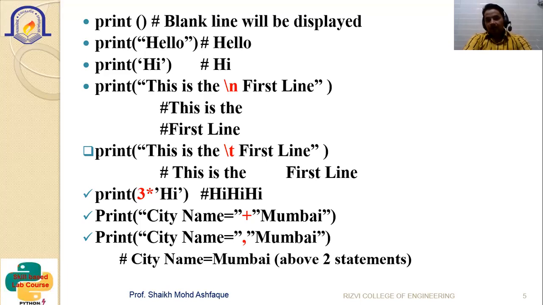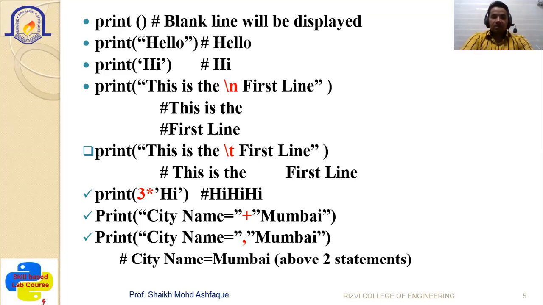Now print "this is the", after that we use \n. \n is nothing but your new line escape sequence character that you studied in C as well as Java. Then after that we write the first line, enclosed inside double quotes. So whenever we run this line, it will give you the output in two lines. After \n is executed, the control will be transferred to the next line, then it will print the first line.